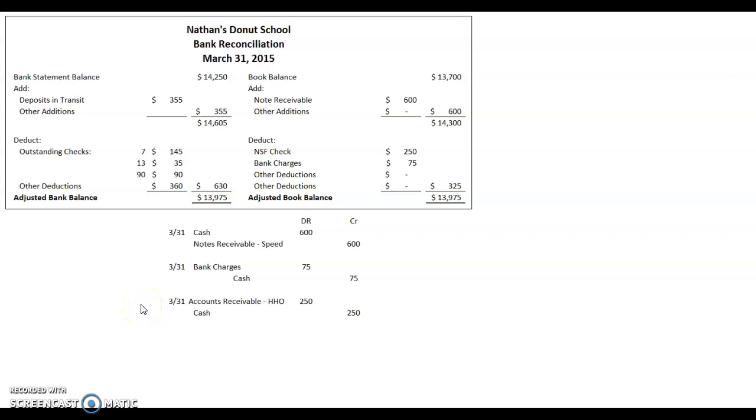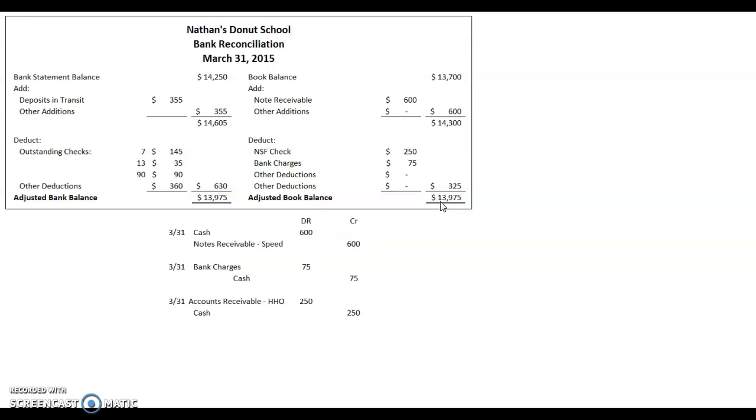This is Case in Point 6-4: record the journal entries from a bank reconciliation. Once we complete our bank reconciliation, any of the changes you've made on the book side, you are going to need to make a journal entry for, because we want cash to tie back to the adjusted book balance. Your ending cash in your general ledger should tie back to the ending adjusted book balance on your bank reconciliation.